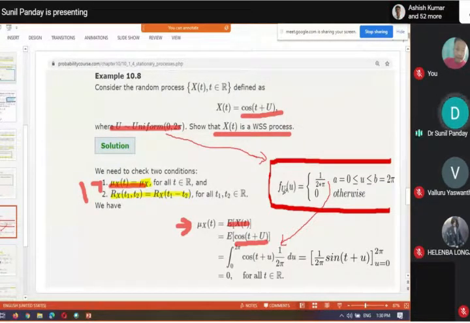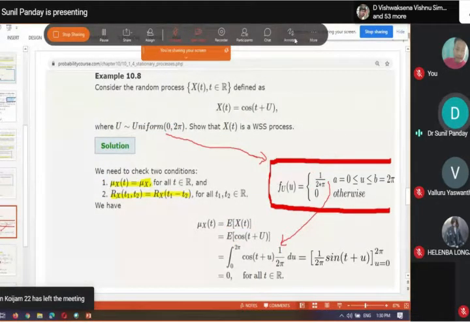If capital U is a uniform random variable within the interval a to b, then its density function has value 1/(b − a) when u lies between a and b, and otherwise 0. So here u lies between 0 and 2π, and 1/(2π − 0) gives you 1/(2π).